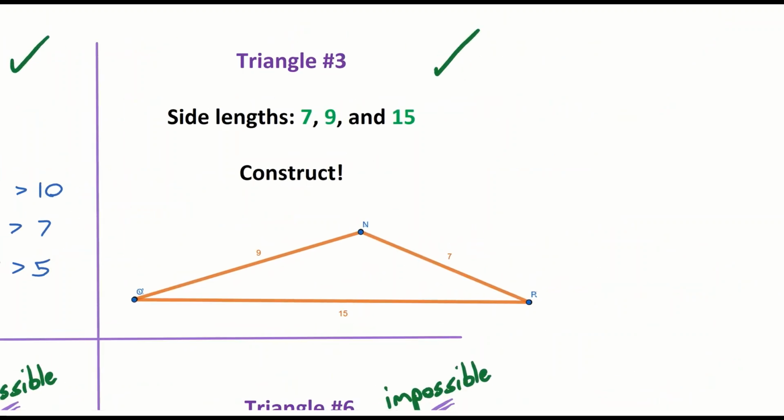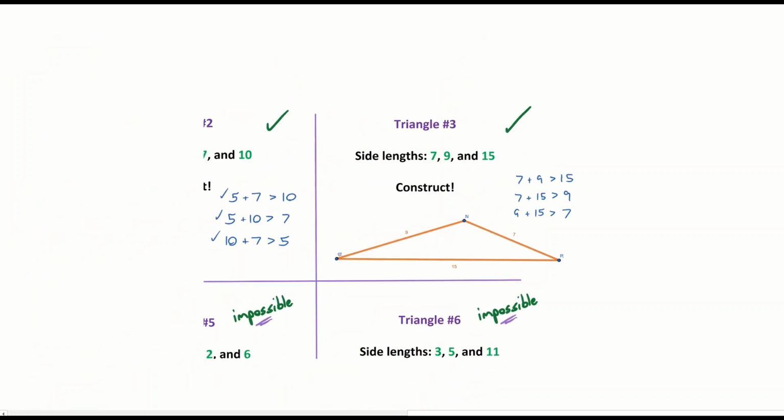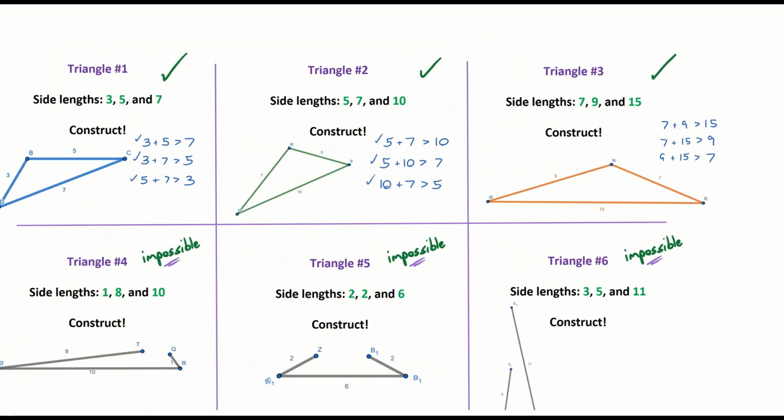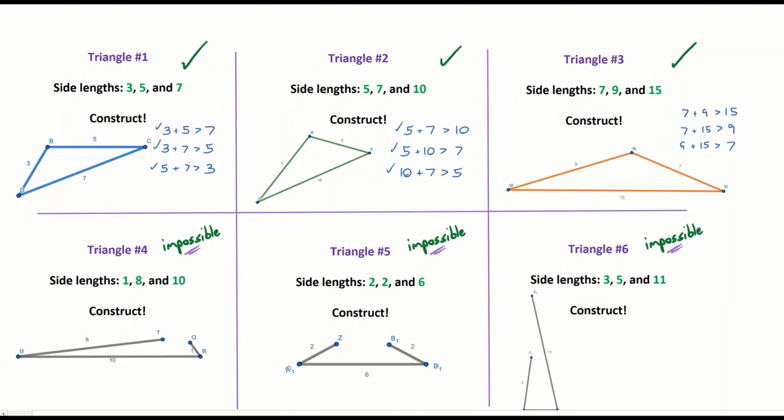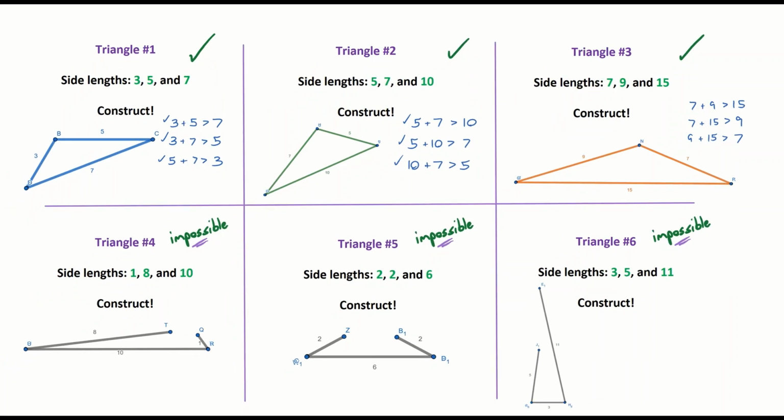Triangle 3. That one works. 7 plus 9 is greater than 15, because that's 16, right? 7 plus 15 is very much greater than 9, and 9 plus 15 is very, very much greater than 7. So the first three triangles all satisfied the triangle inequality theorem and thus can exist. Let's see what happens when the triangle inequality is not satisfied.